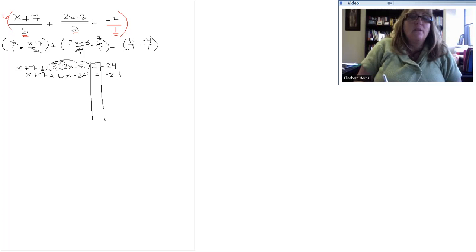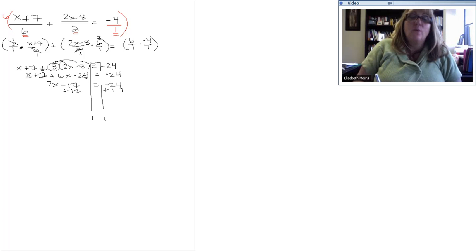And then we need to combine like terms. So we get 7x, and 7 minus 24 is negative 17. Now, all our variables are here. There's no variables over here. So the only thing we have to do is move our number over.